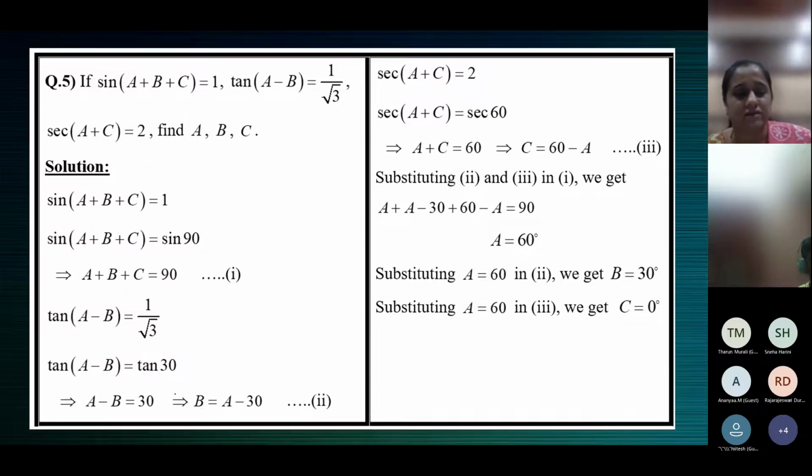I'll repeat the idea here. I've written B as A minus 30, and C as 60 minus A. Now, if you see this equation, there is only A. So you can solve this one and find the value of A. Once you find A, you can find B and C. Work this, children, fast.